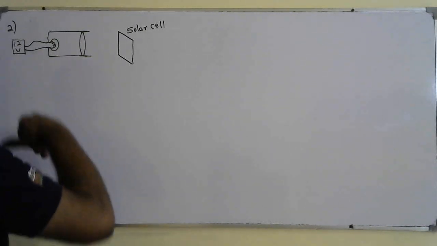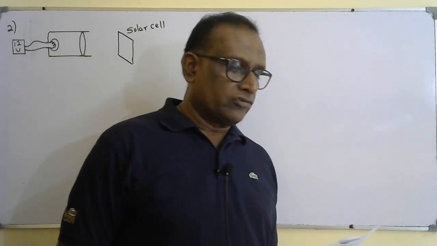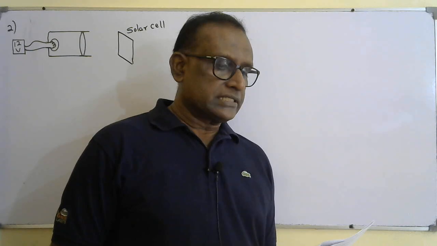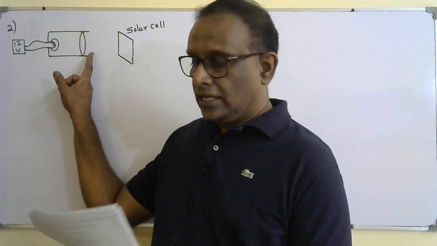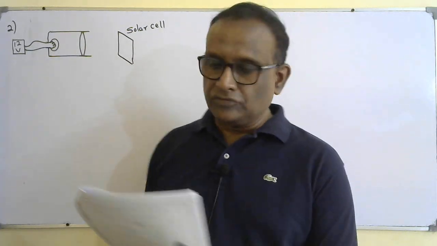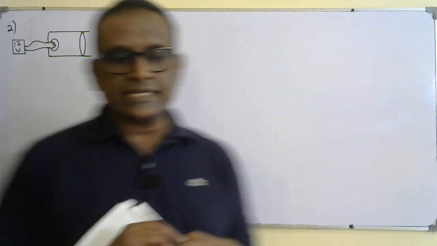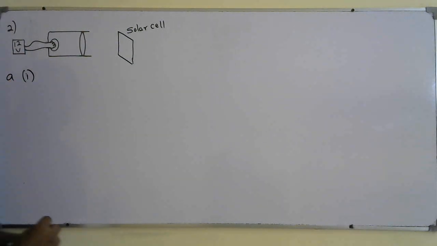Okay, question number 2, I just drew the diagram, it's given there. A student investigated the properties of a solar cell. He illuminated the solar cell using the apparatus shown. So there's a convex lens, there's a solar cell, there's a filament lamp connected to a 12-volt power supply. Explain the purpose of the convex lens, that is the first part. What's the purpose of the convex lens?